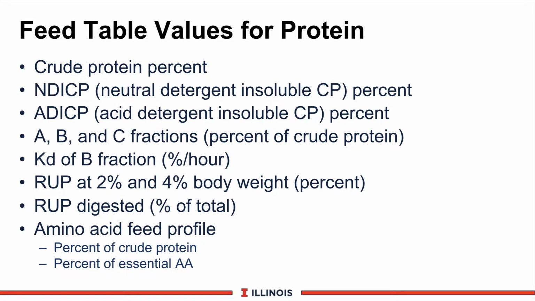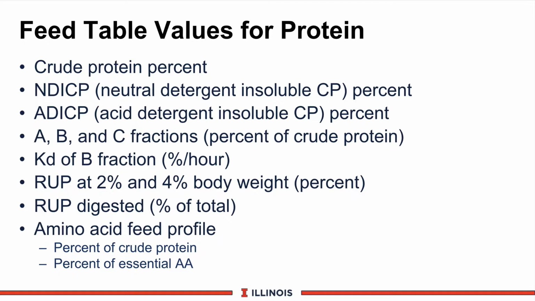And again, values that become important in calculating availability of protein and meeting protein requirements. As we mentioned earlier, you'll have the A, B, and C fractions expressed as a percent of crude protein. And now you will have the KD value. The KD value of the B fraction simply says what percent of the protein is degraded each hour.